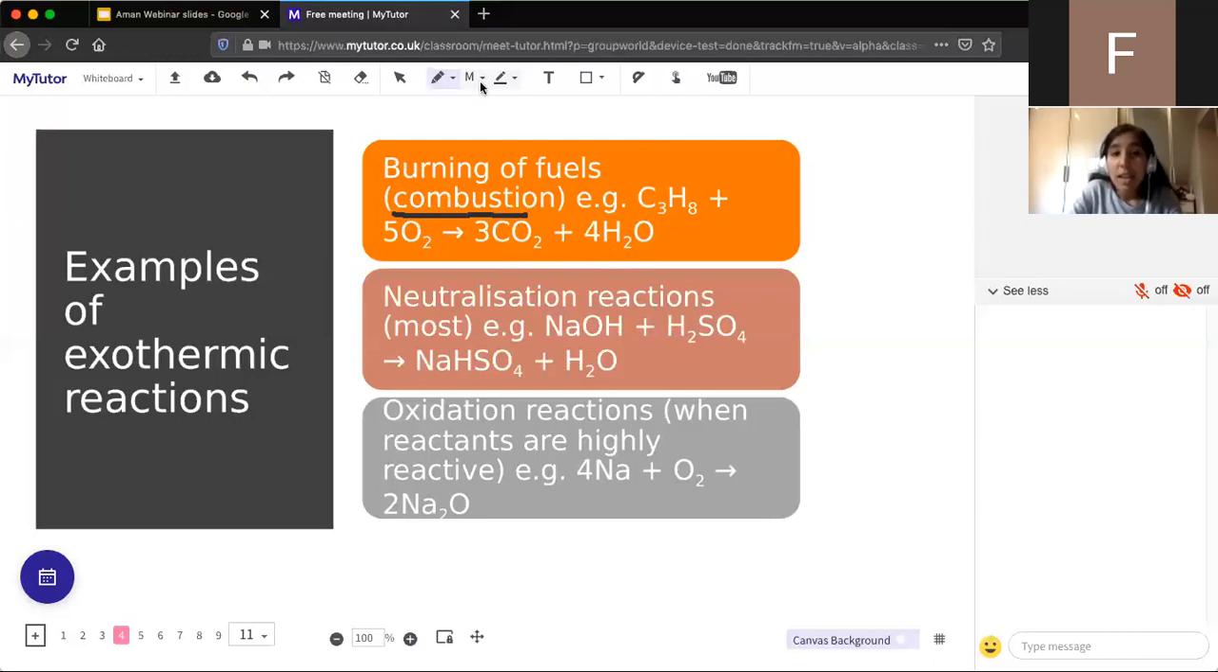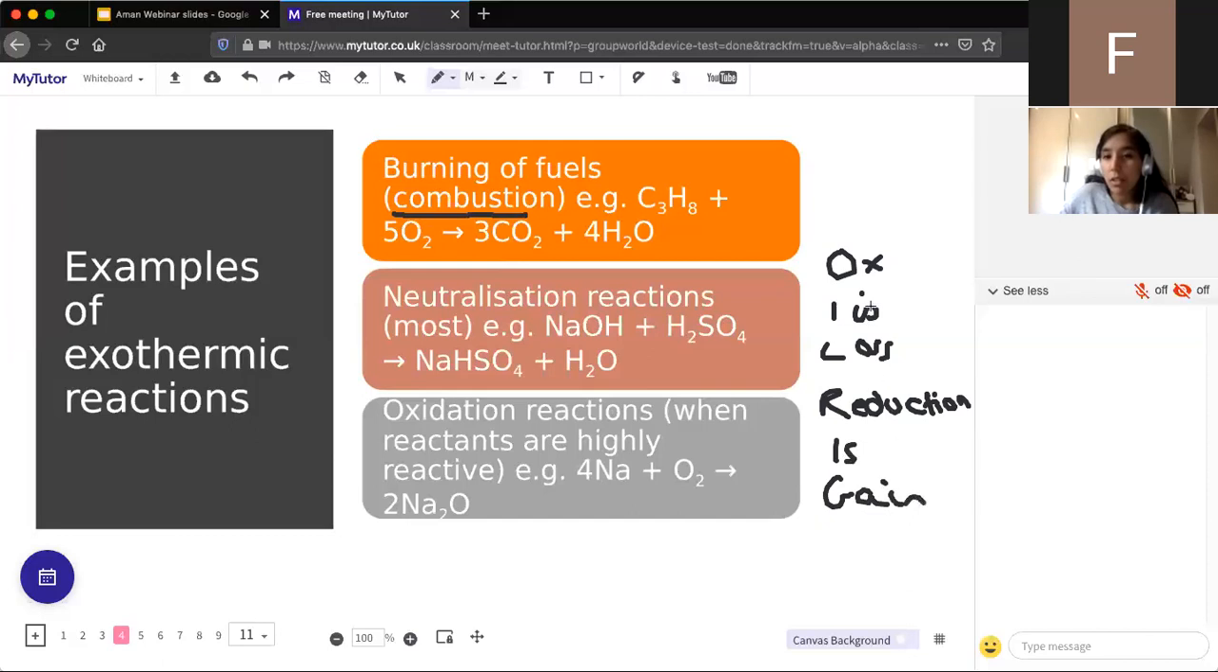Okay, so lots. Yep, so the key kind of acronym that I learned at school was OIL RIG, where it says that oxidation is loss and reduction is gain. What's it the loss of? Does anyone know? So oxidation is loss, reduction is gain. So it's the loss of something. What's it the loss of?